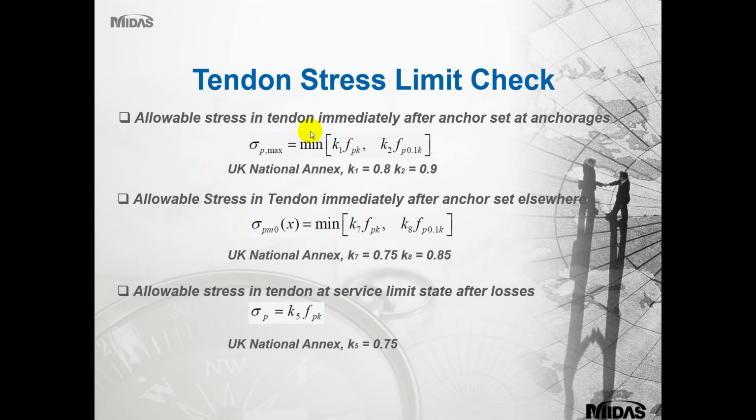So the tendon stress limit checks, the allowable stress in tendons immediately after the anchor set at the anchorages, there's a calculation there. We can do it as per the UK National Annex, and you've got the K factors there. The allowable stress in tendons immediately after the anchor set elsewhere is the UK National Annex, so you can see it has changed slightly. And we can also incorporate the allowable stress in tendon at service limit state after losses have taken place, and there's the UK National Annex there.